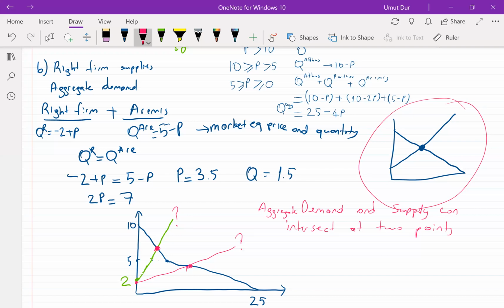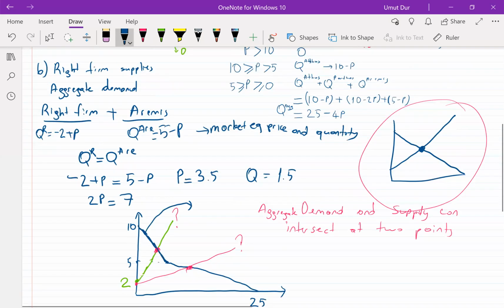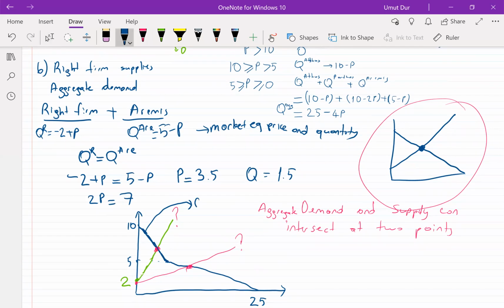I need to find this point and I need to find this point, then I will check whether they make sense. What I mean by making sense will become clear. So what is the demand function for this first part of the aggregate demand? It is Q equals 10 minus P. What is the demand function for this part? It is Q equals 25 minus 4P.